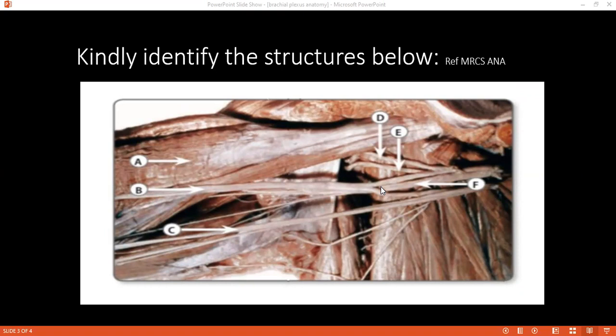Okay. Can you please tell me if there is injury in the axilla, which nerves or which structures will get injured?